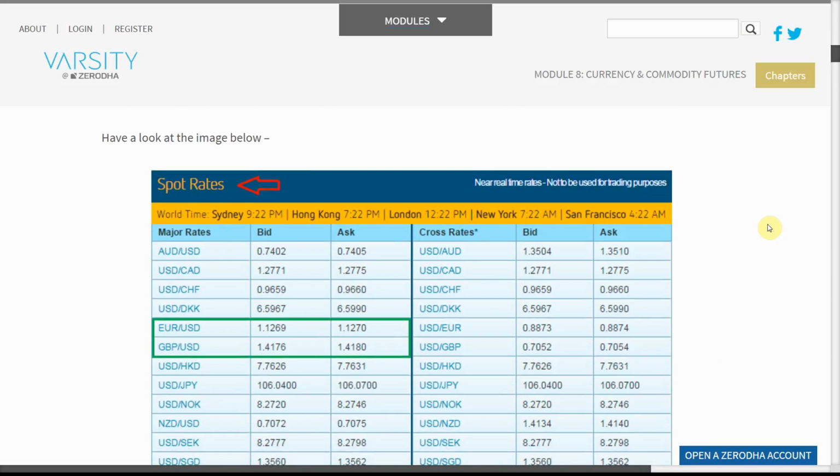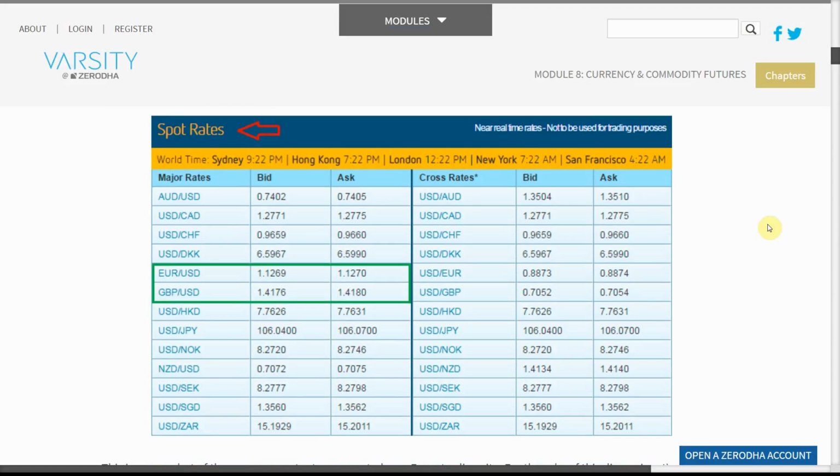Have a look at the image below. This is a snapshot of the currency spot rates, as quoted on a forex trading site. For the sake of this discussion, I've highlighted the two-way quote for USD INR and GBP USD. The quote gives you the rate at which you can buy and sell the currency pair. For example, if you want to buy USD INR, you'll have to buy the pair at the ask price, i.e.